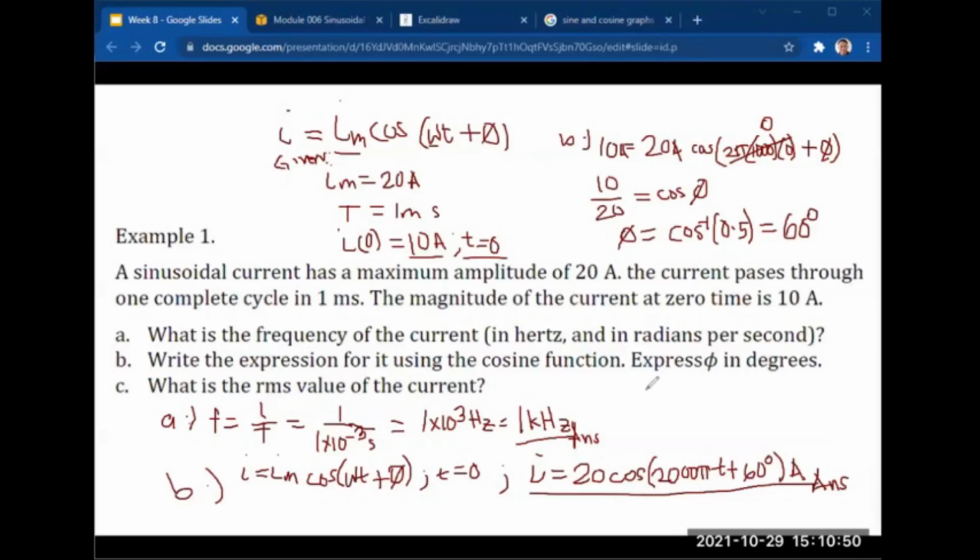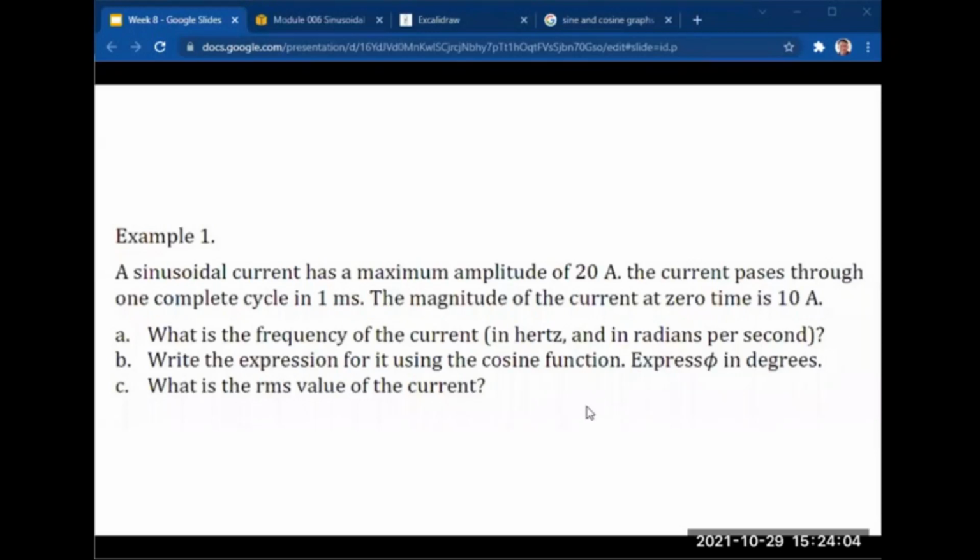Let's proceed to letter C. Letter C is the RMS value. So for our last, we have RMS, the same formula as with the voltage RMS. So I RMS, or root mean square, is equal to the max current over square root of 2. Our max current here is 20 amperes divided by square root of 2.